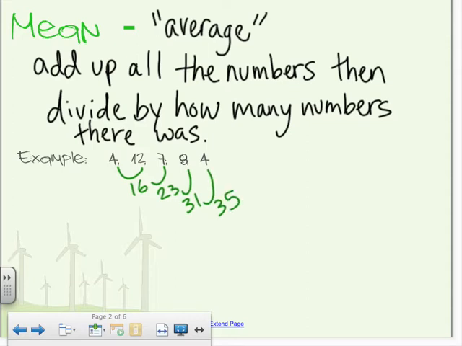So I add up all my digits, and then I divide by how many there are. 1, 2, 3, 4, 5. So I'm going to divide my 35 by 5. So that makes my average 7. Okay. This also happens to be one of the numbers, but that's not always going to be the case.